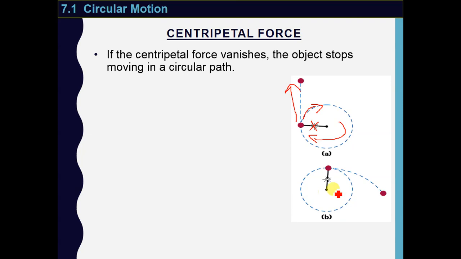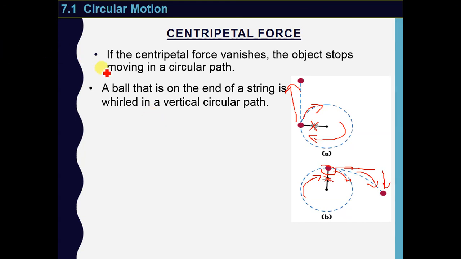Another position: if you are moving the ball like this, and at this point, for example, the string breaks. Here the ball will not stay in a circular path because the force that keeps it in a circular path has gone. So the ball will go how? Straight forward, but because of gravity, then it will go toward the ground. It will go first straight forward in a straight path, but because gravity is pulling it, then it will go down. So if centripetal force vanishes, the object stops moving in a circular path.